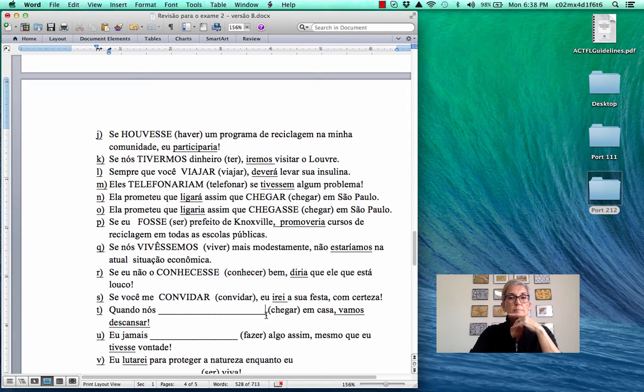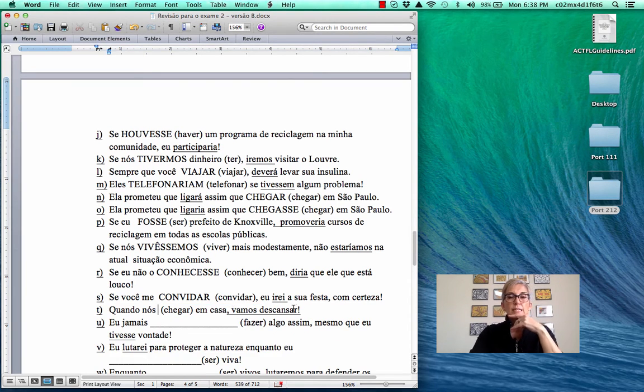Quando nós, blá blá blá, em casa, vamos descansar. So we are going to rest. Futuro, so here you have to use future subjunctive. Quando nós, third person, chegaram, take out the and add the ending. Quando nós chegarmos em casa, vamos descansar.